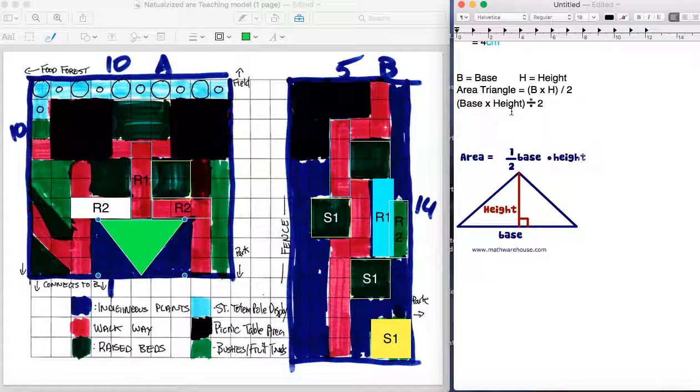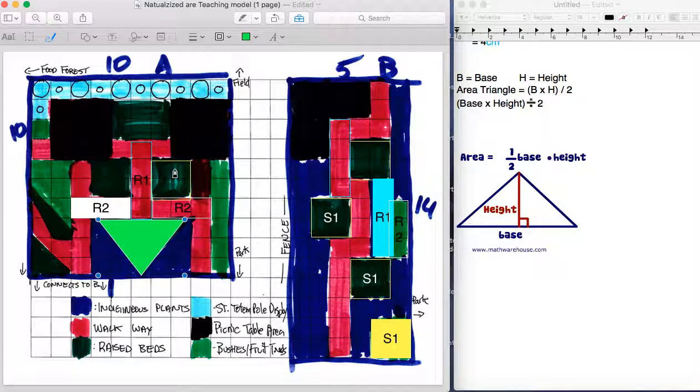Another way to think about that, though, is base times the height, which is what? Same as length times width, identical to a square. And we divide that by 2, just like we talked about in class. So if I take this square and I draw a line through the middle of it, the area of the triangle is just going to be half of the area of the square.